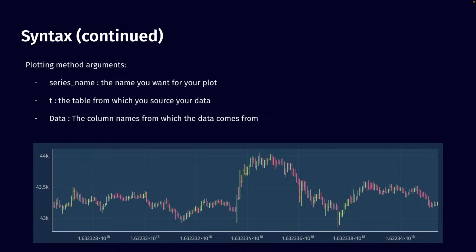The second thing you're going to do is supply the table, or give it the name of the table from which you source your data. Because we're using Deephaven's Python plotting API, it is built to be used on Deephaven tables. And then the last thing you're going to do is give it the data that the plotting method needs. So in the case of an XY series plot, you're going to give it two column names. The first column name corresponds to the data that you want to be your X variable, and then the other is your Y variable.